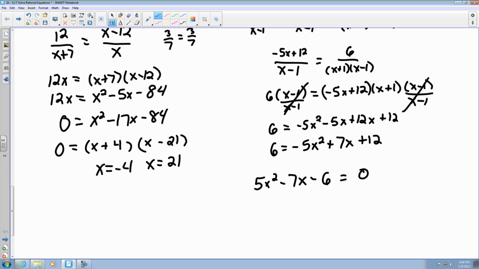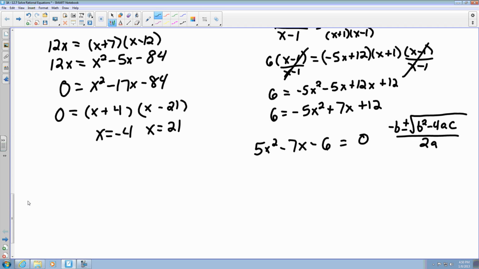Now, I can't think of values that would factor out, and if you cannot, you can always resort to the quadratic formula. And to refresh your memory, the quadratic formula is negative b plus or minus the square root of b squared minus 4ac all over 2a.